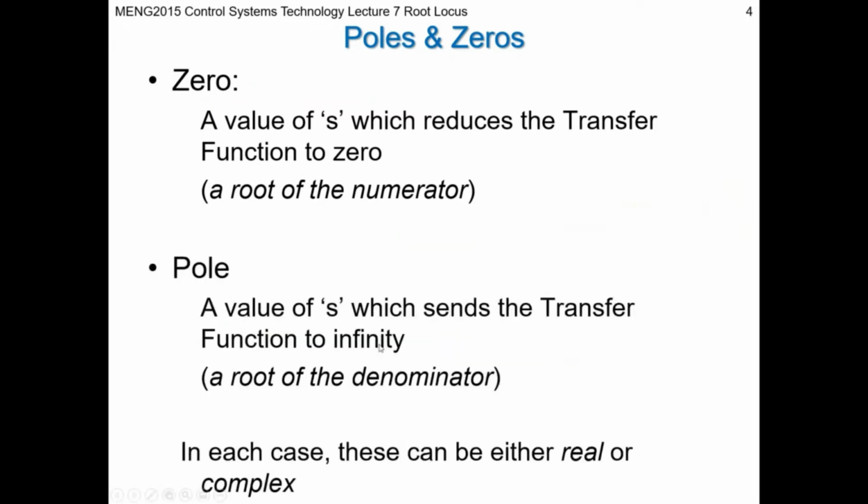A pole, and we're talking here again about an open loop pole. We're looking at the same open loop transfer function that we mentioned before. An open loop pole is defined as the value of S which sends the transfer function to infinity, or in other words, a value of S that causes the denominator to equal 0, a root of the denominator.